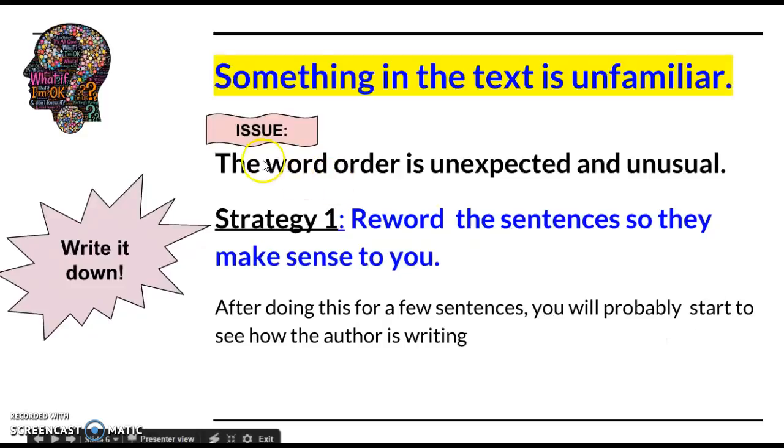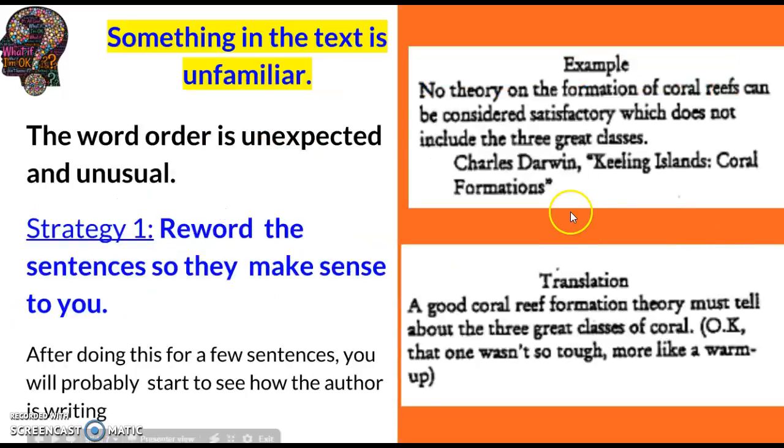The first issue is the word order is unexpected and unusual. The strategy that you should apply is to reword the sentences so they make sense to you. After doing this for a few sentences, you'll probably start to see how the author is writing. Let's take a look at an example.